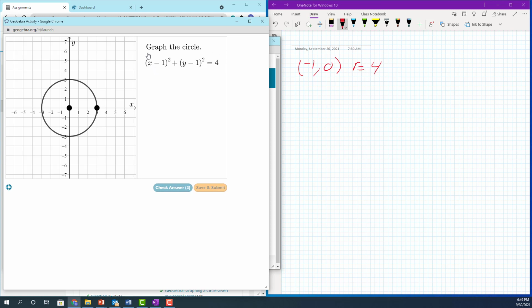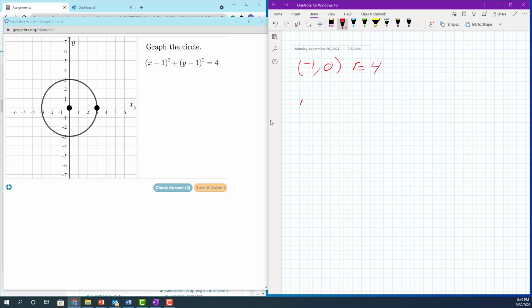So it's pretty much the exact same type of problem, even though it's problem 4. Now here, since we have x minus 1, we know that the x-coordinate of the center is going to be +1. And then we have y minus 1, and the y-coordinate is also going to be +1. Here we have 4, that's the square of the radius, so the radius is going to be equal to 2. So this is the center, and of course this right here is the radius.